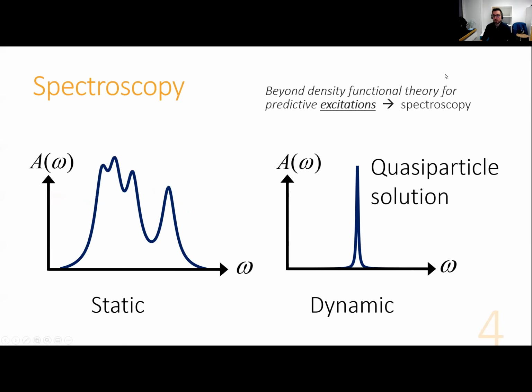The title of the symposium is Predictive Excitations Beyond Density Functional Theory. And excitations are tightly linked to spectroscopy. Spectroscopy is actually a really good way of introducing the idea of static and dynamic correlation. If we think about the spectral function of the single particle Green's function, we could have a spectrum like on the left or on the right. On the left, I'm going to classify this as statically correlated. There are many excitations close in energy, and the spectrum doesn't have a clear peak. On the right, though, there's a clear quasi-particle solution. So I would call this a dynamically correlated system.